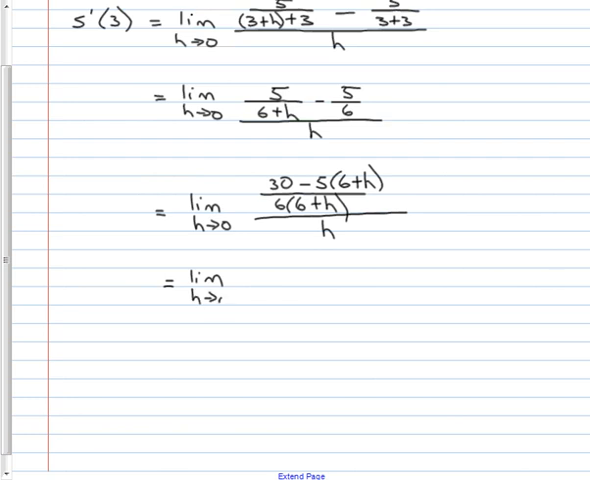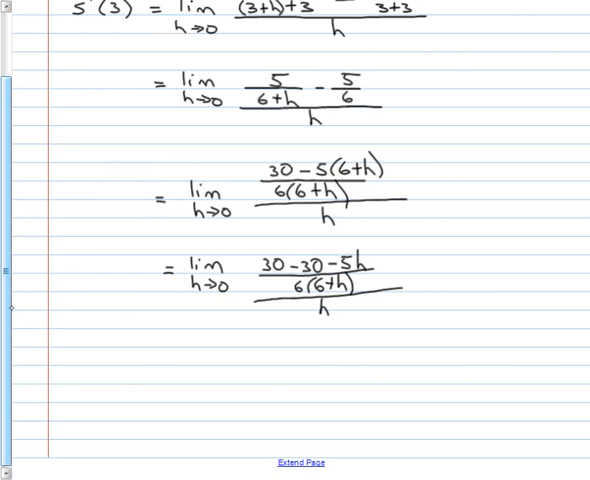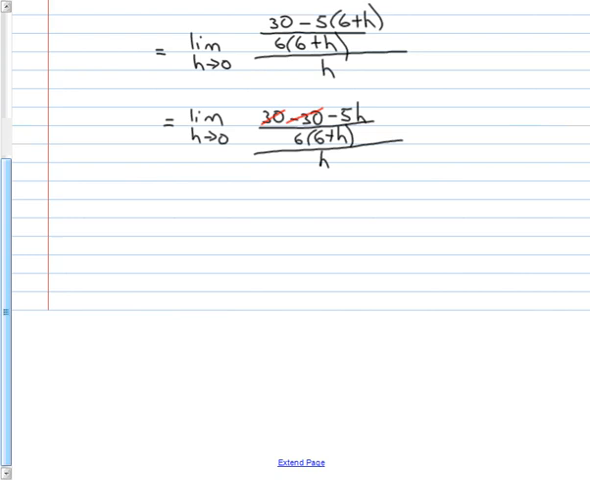Limit as h approaches 0. We have 30 minus 30 minus 5h over 6 times 6 plus h, all divided by h. 30 minus 30 are all gone, aren't they? And instead of dividing by h, I'm going to multiply by 1 over h. And so this h will cancel out with that h, won't it?